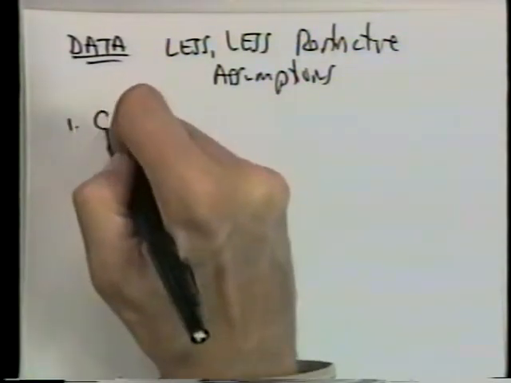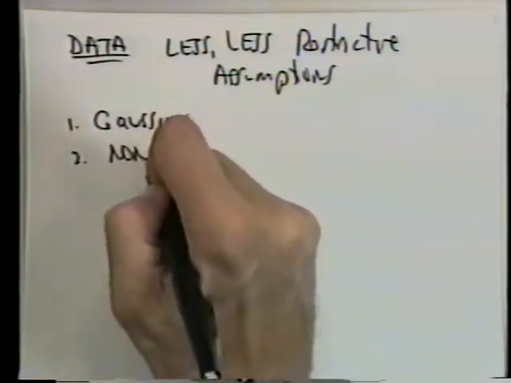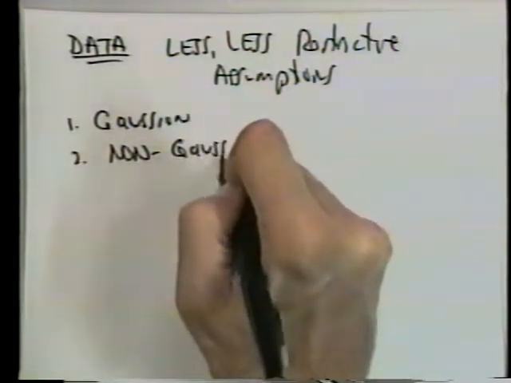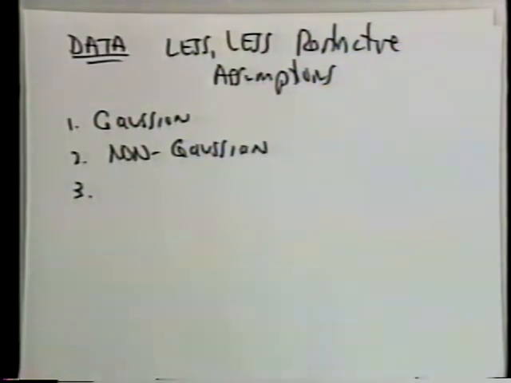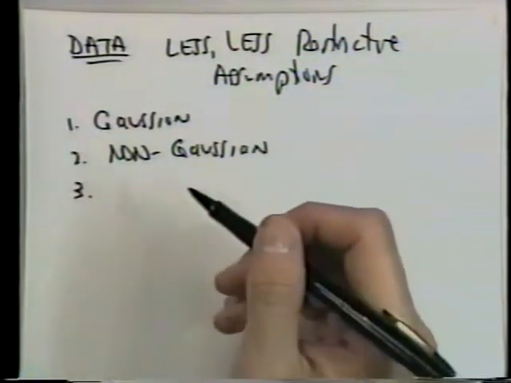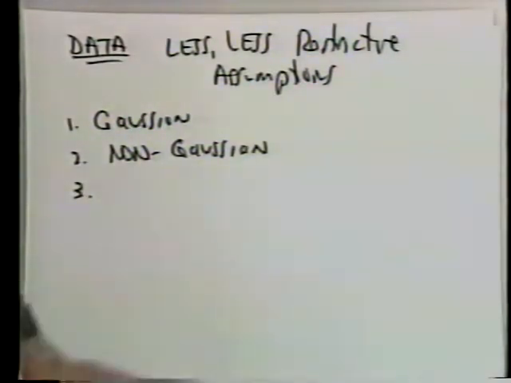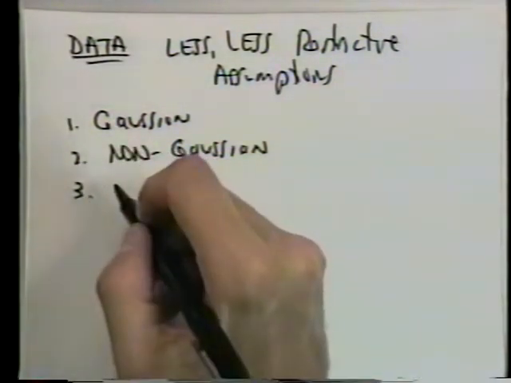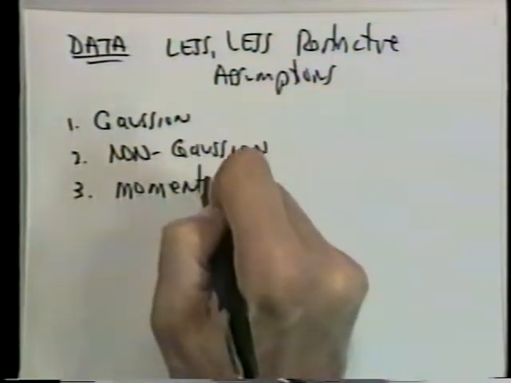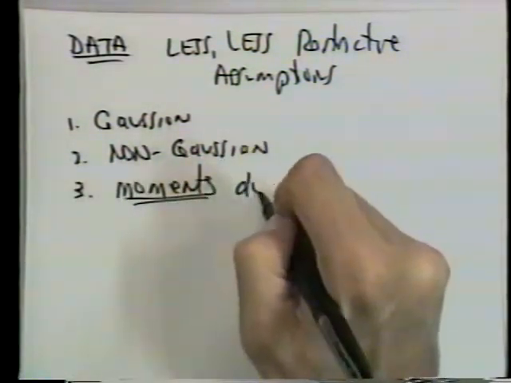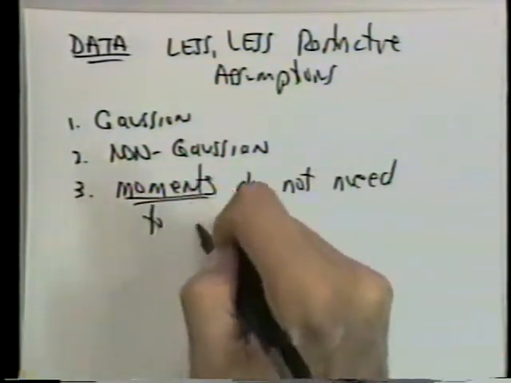So for example, in terms of the Gaussian, we first of all assumed things were Gaussian, and then we relaxed that. We said things don't have to be Gaussian. But now we're going to relax something else. And the assumption we're going to relax now, it's hard to say it's a single assumption, but we're going to say that the moments of the distribution do not need to exist. Now, what does this mean?